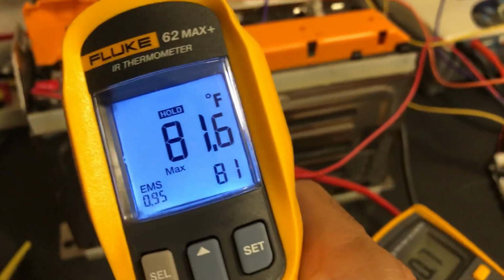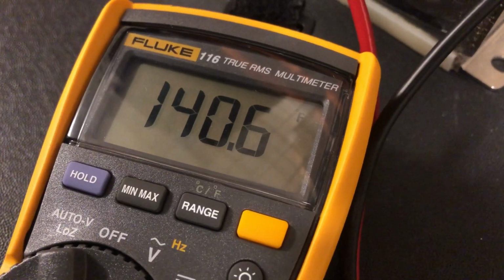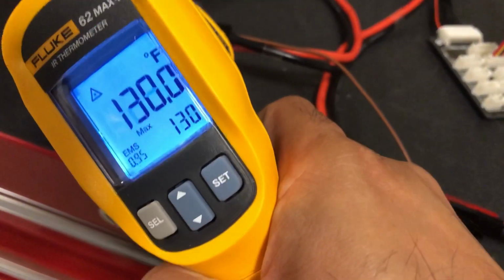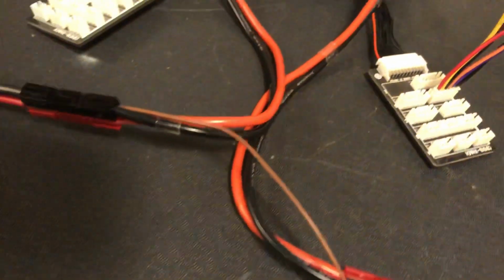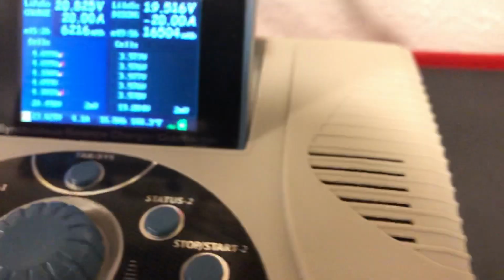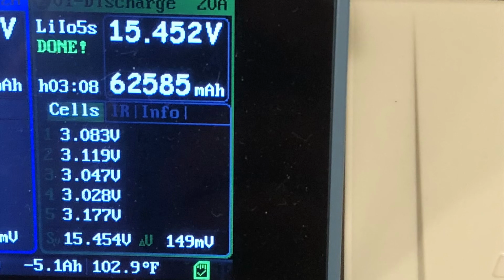And the battery terminals are still sitting at 81. Leveled out at about 140 degrees inside of the connector. About peaking 130 on the outside. 20 amps of charge. Test is complete and we're sitting at 62.5 amp hours. That's an excellent capacity test, 150 millivolt delta. So far, so good. These cells are looking pretty awesome.